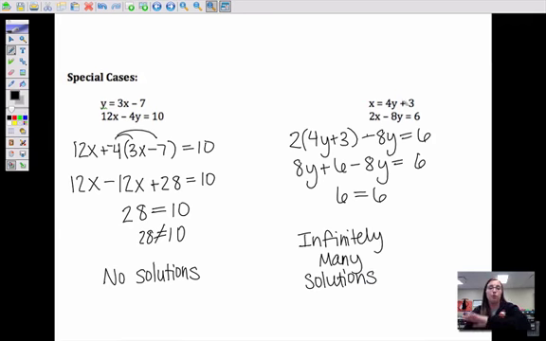That doesn't mean that you can put any number in for x and y and it's going to work. What it means is if you have an x and a y that make the first one true, that same x and y will always make the second one true. So there's infinitely many pairs that make both of those true. So in other words, when you graph those, they'll be the same.